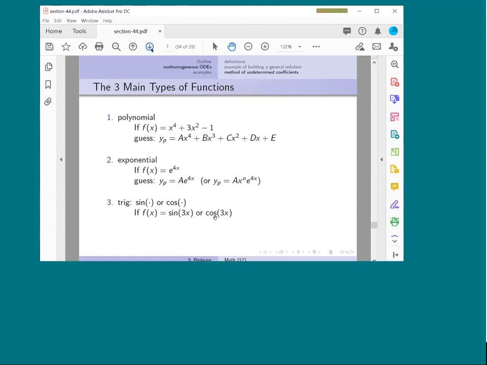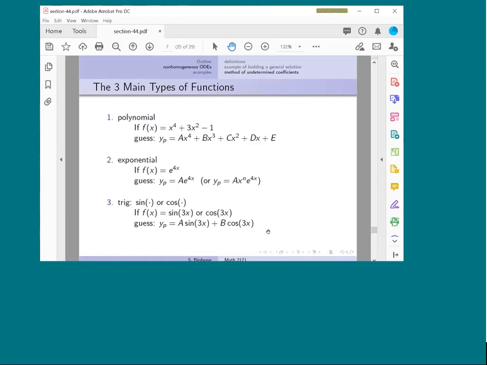In this case, this is the one that looks the most different of all three of the cases. The guess here, and it doesn't matter if you originally had your f function as either the sine or the cosine, the guess is exactly the same. And that guess is some unknown coefficient times the sine plus some unknown coefficient times the cosine.